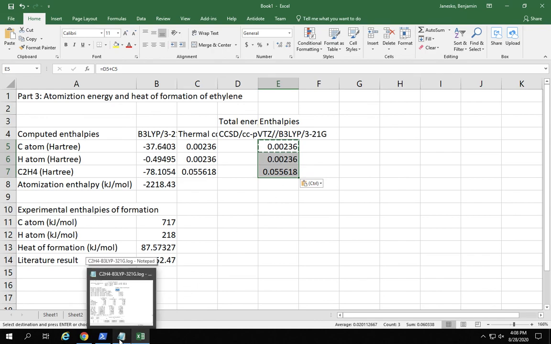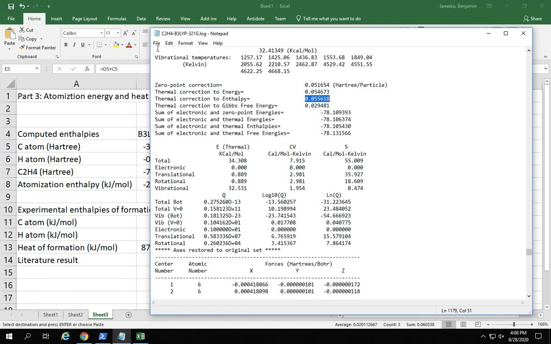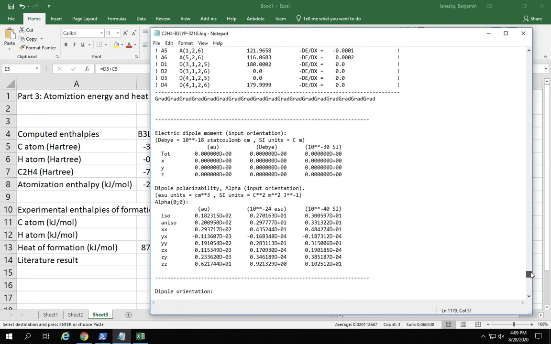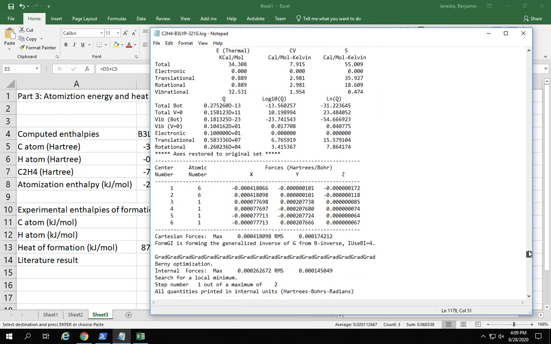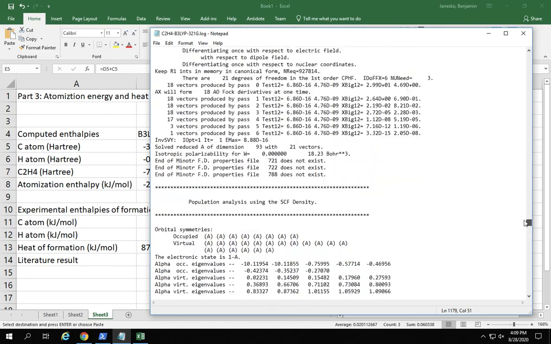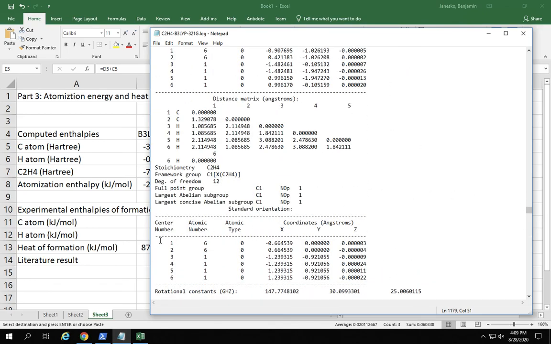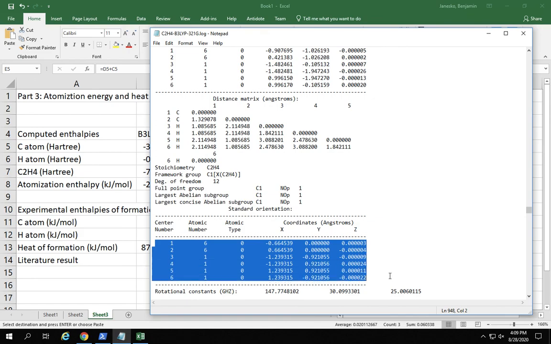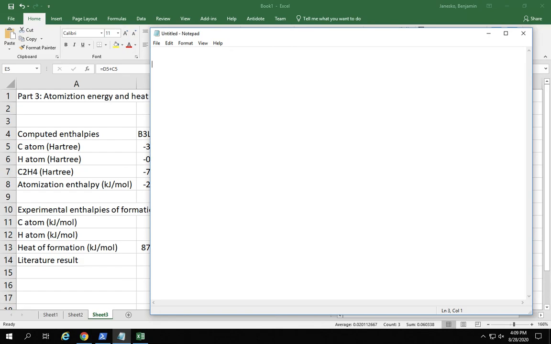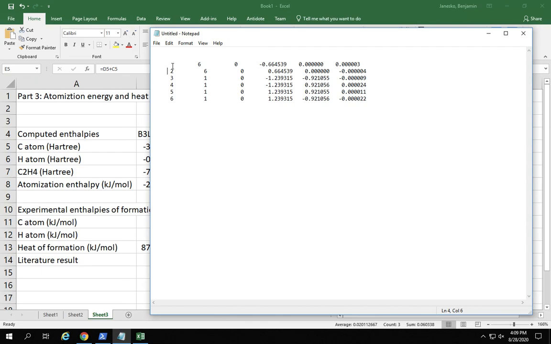Let's just illustrate that right now. So the first thing that we need to do is grab the computed geometry. So where's the optimized geometry from this calculation? It's right here. So 6 atoms. We're going to copy that, make a new input file, and paste that. So this is the B3LYP small basis geometry of ethylene.